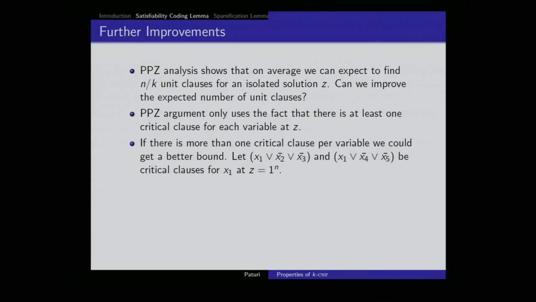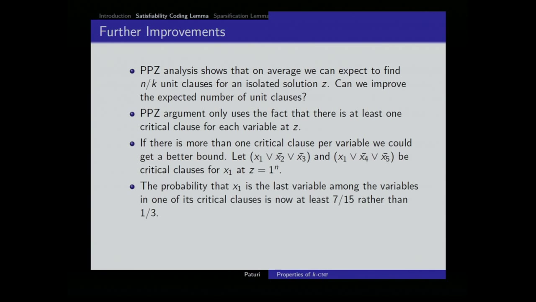Now we can make the following calculation. Given a random permutation, what is the probability that x1 will appear as the last variable in the first clause or the second clause? This probability is not 1 in 3. It is slightly better than 1 in 3. It's 7/15 rather than 1 in 3. So we can get improvement over the PPZ algorithm, assuming that we have at least 2 critical clauses that have that kind of structure, where the variables, but for x1, are distinct.